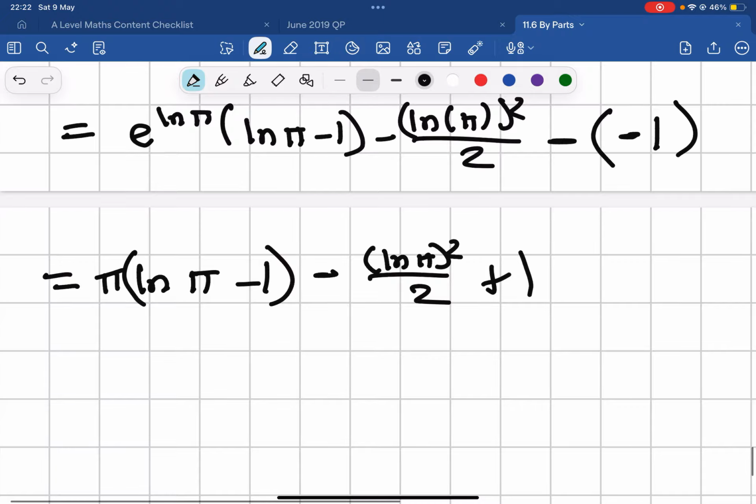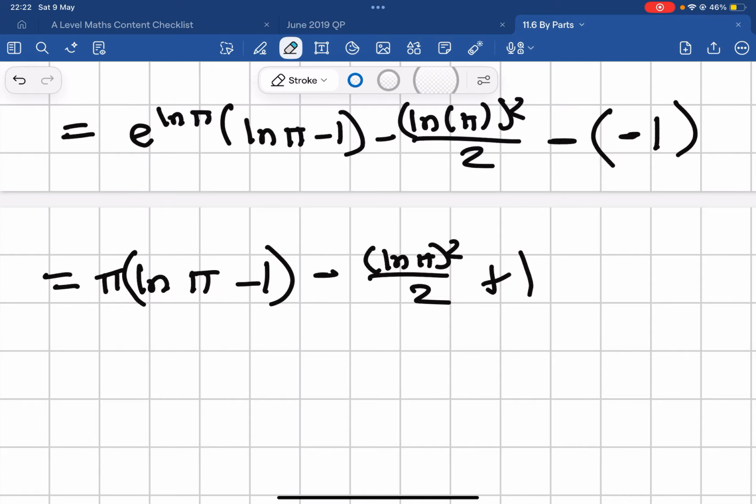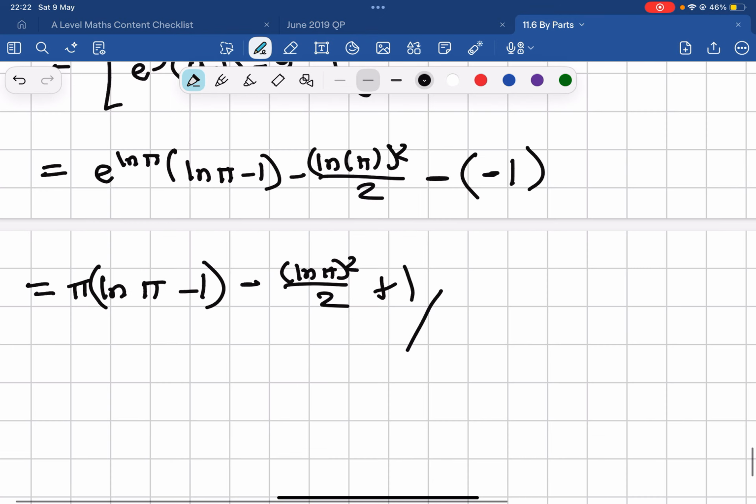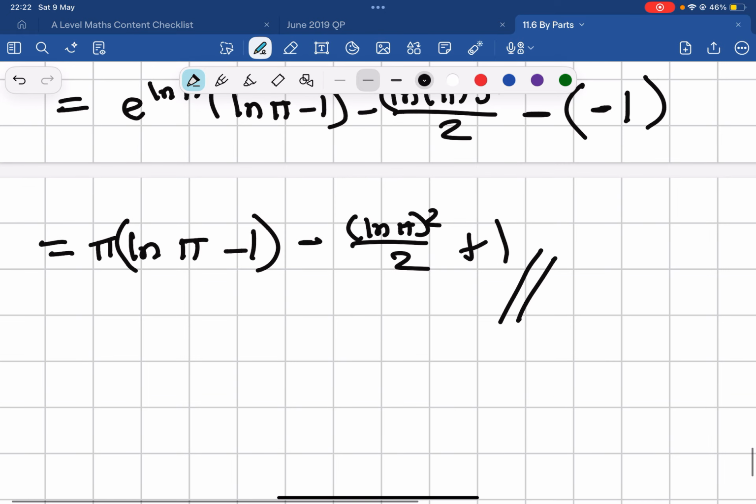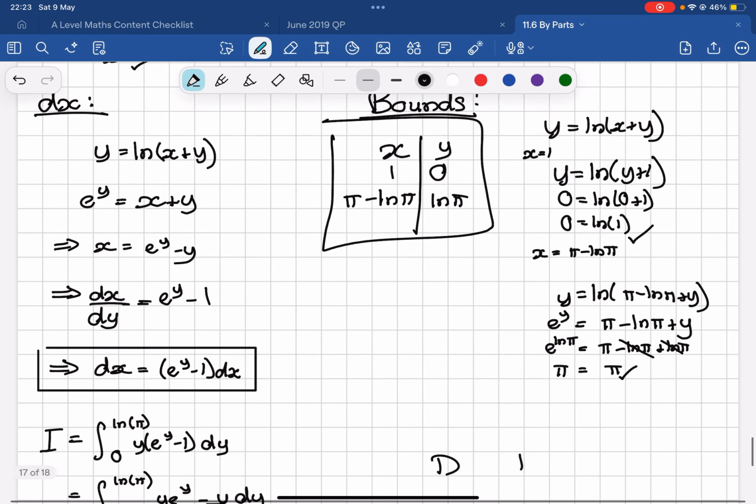Can we simplify this any further? Pi, so we have minus pi there. No, pi ln pi, no. So we can safely say that that is our integral evaluated. Nice job.